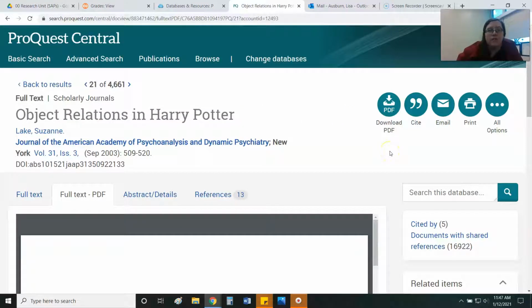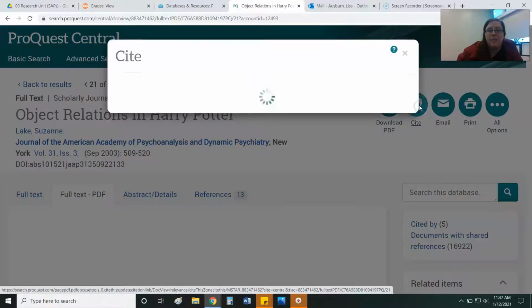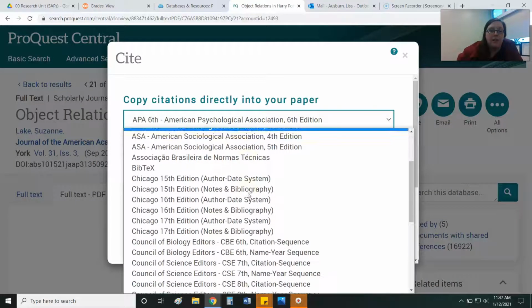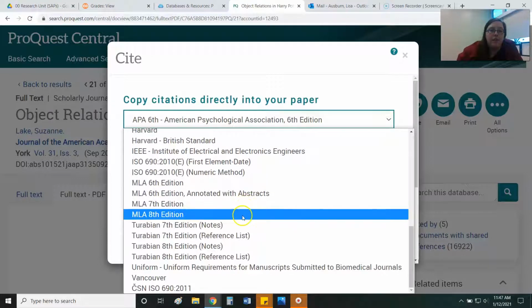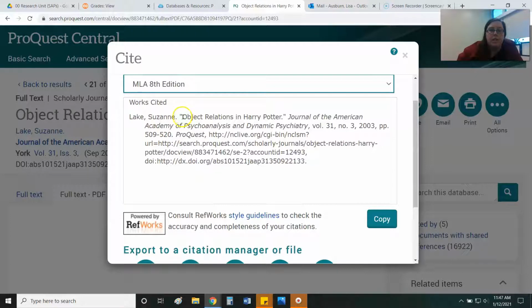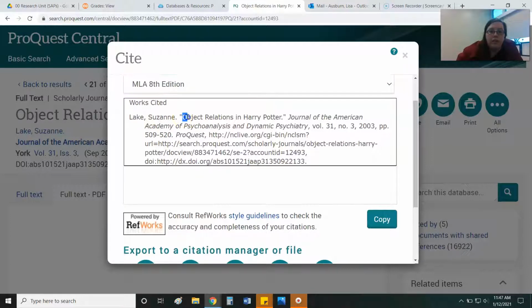Another thing that you can do to find the title, if for some reason this isn't working for you, which it should be, is look at the citation, and I'm going to look at the MLA format, 8th edition citation. If you look at the citation for this, the article title is going to be housed in quotation marks as the second part of the citation. So that's the title of your article.